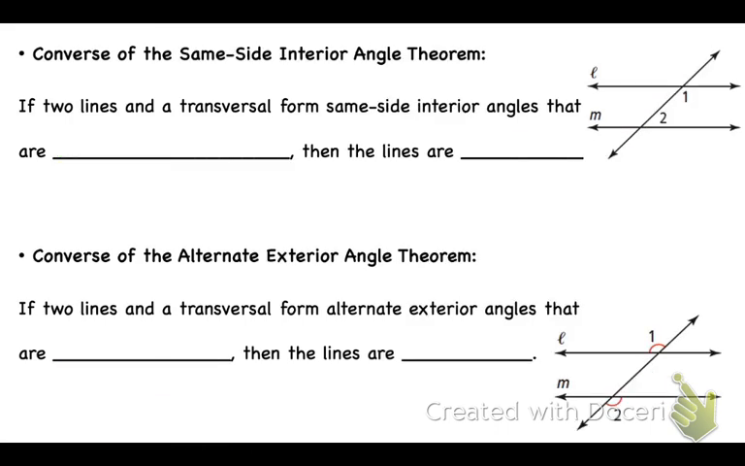Okay, so the converse of same side interior angles. Same side interior angles were supplementary, correct? Yep. Okay, so now if two lines and a transversal form same side interior angles that are supplementary, then the lines are parallel.